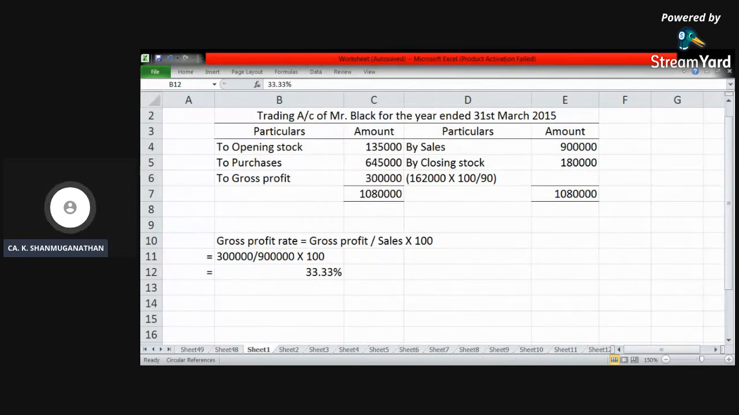Those who have completed this need not wait. Prepare the memorandum trading account for the period covered, 1st April 2015 to 2nd June 2015. Kindly prepare. I am waiting for those who are taking down in parallel.